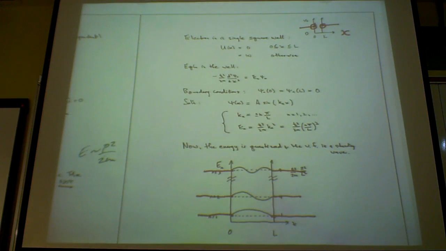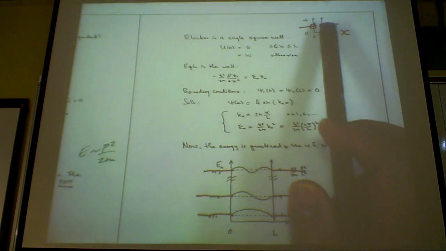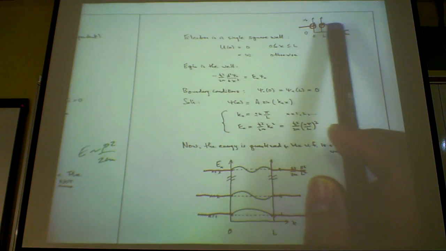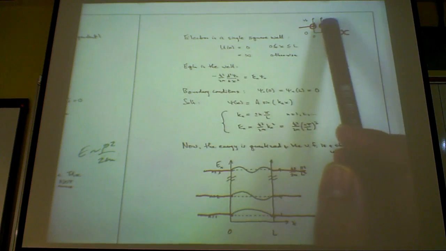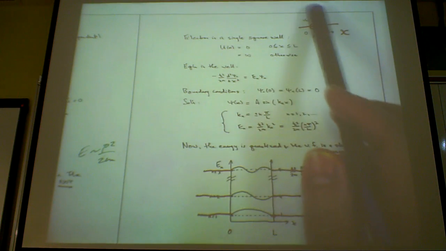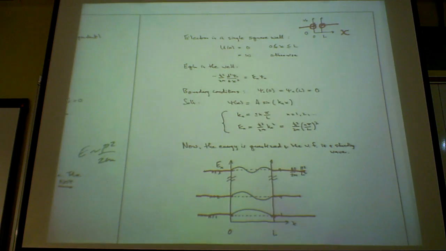The electron cannot escape. What that means is that the wave function outside, the probability of finding the electron outside, is 0, so therefore everything is trapped inside this infinitely high square well like this.